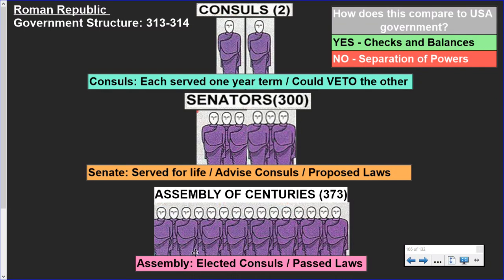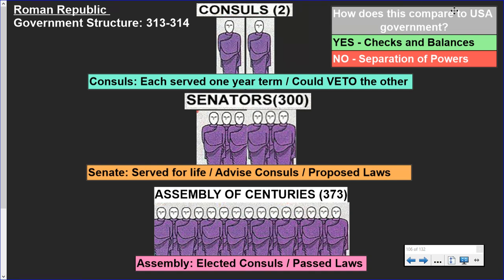The Assembly pretty much did some of the most important things, though. They elected the consuls, so they actually picked who these guys at the top were, and they passed laws. So even though the senators could come up with ideas for laws, the assembly actually worked together to pass them. So they are a larger group, but as you can tell, they're pretty important as far as what their main jobs are. Okay, so these are the three levels of government, and again, in these boxes are their most important jobs, and you can see what kind of numbers they have.